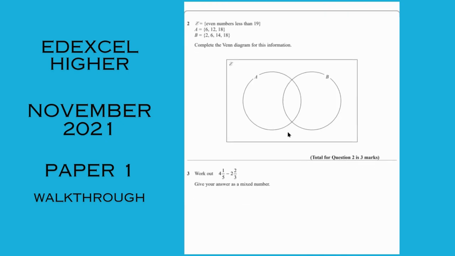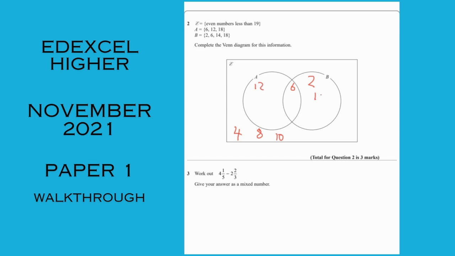Number 2, good old Venn diagrams, but take your time, don't rush them. Even numbers less than 19. So, the debate about whether 0 counts or not is entirely up to you, but I'll start at 2. So 2 goes in B. 4 isn't mentioned. Outside. 6 is in both lists. 8 is in neither. 10, neither. 12 is in list A only.